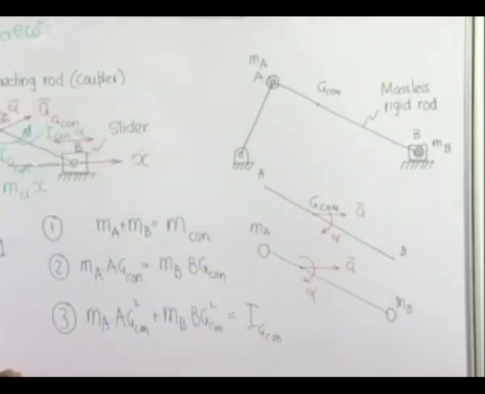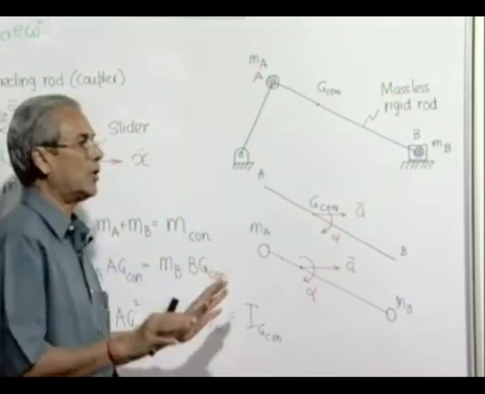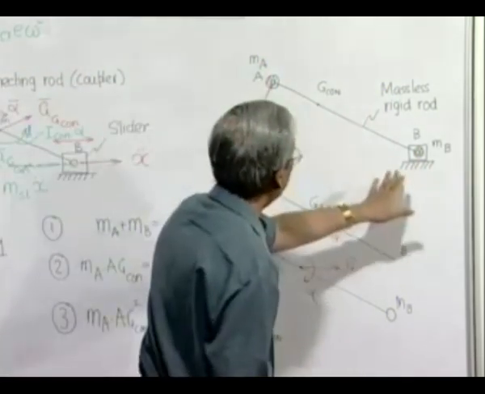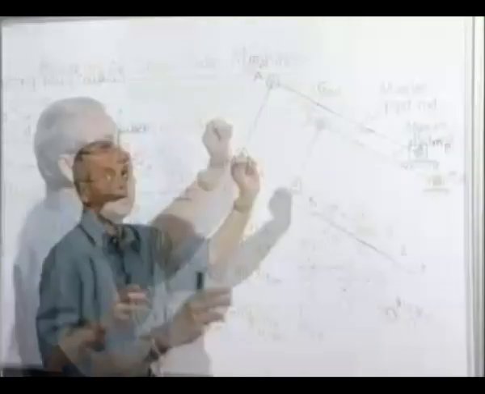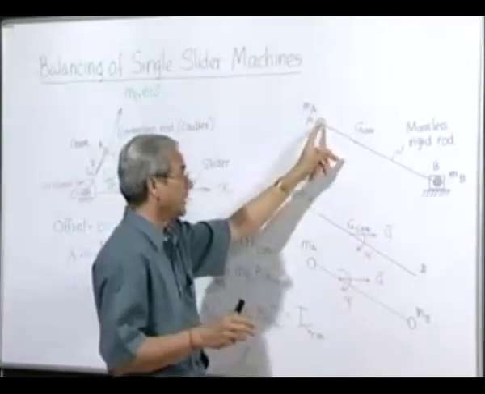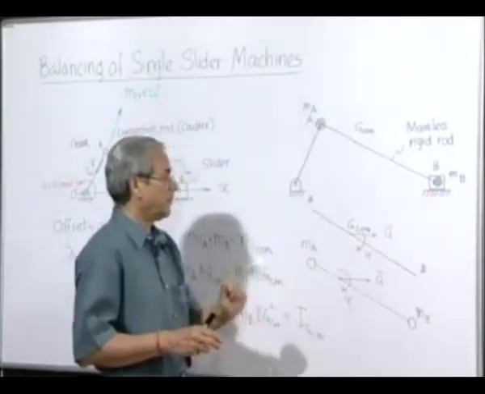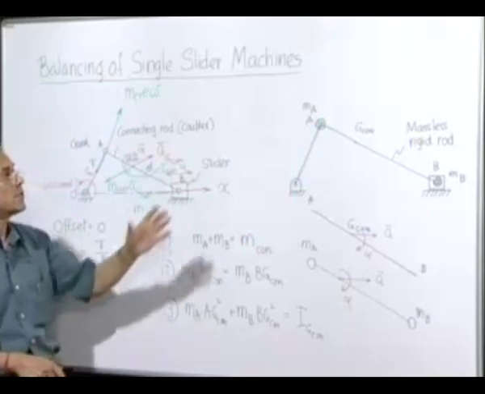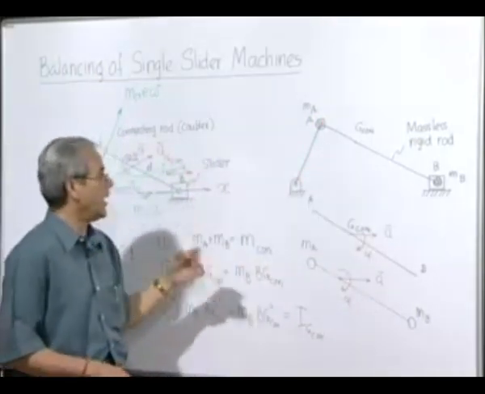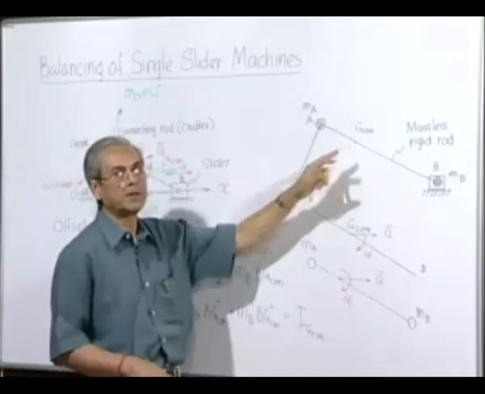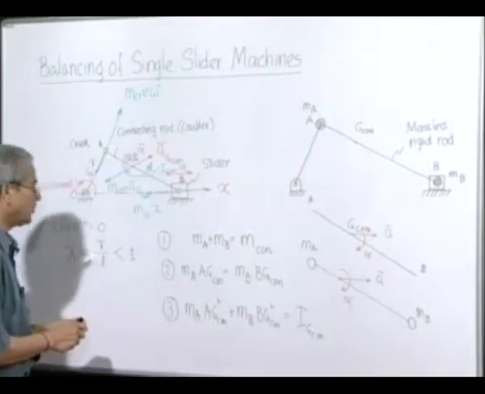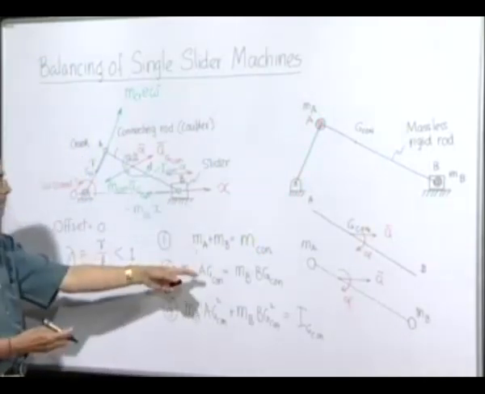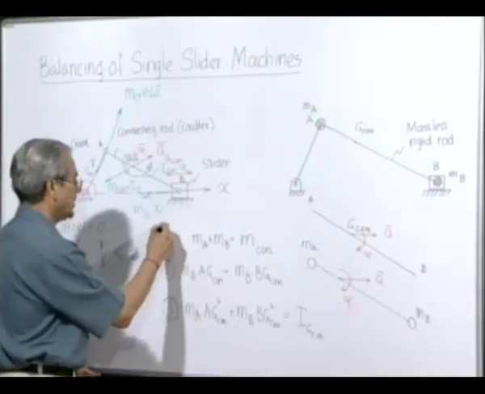So, therefore, from now onwards, we always treat the connecting rod as replaced by two concentrated masses, one at point A, the other at point B, in such a way that its total mass is the same and the location of the center of mass is also the same. Moment we do that, our Ma and Mb can be calculated from these two equations.